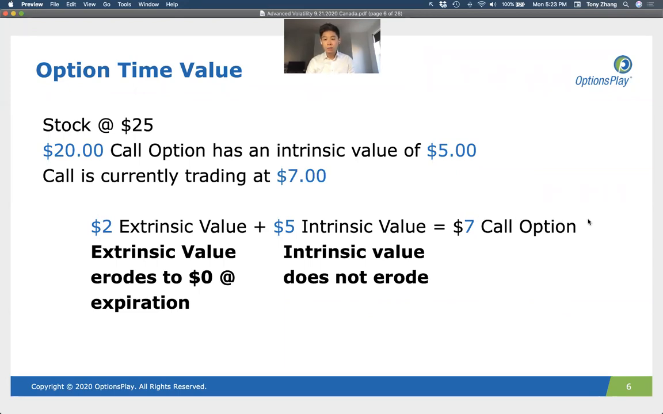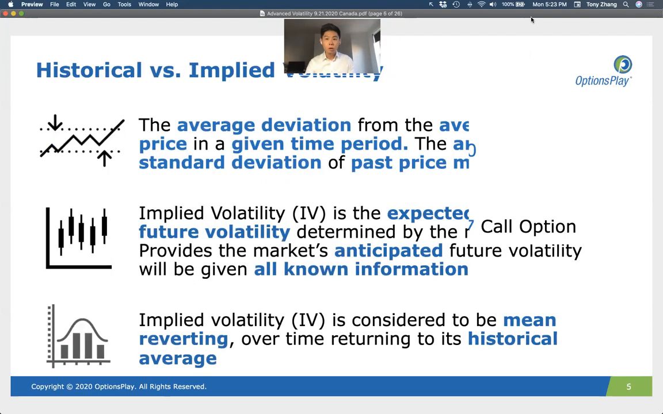Jan is saying extrinsic value is affected only by IV, Vega, and time. Is my understanding correct? So Jan, I think of it the other way around. IV is affected by extrinsic value. So think about it: at the end of the day, what you're trading are calls and puts, right?